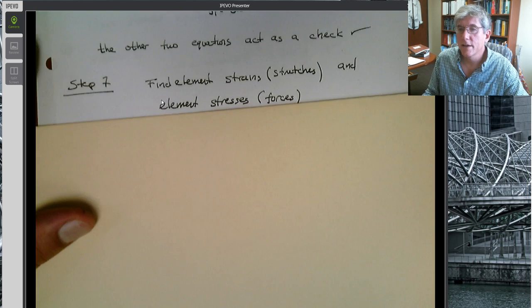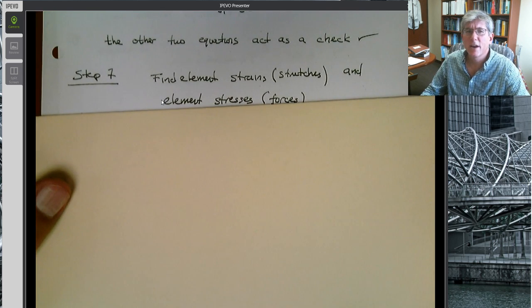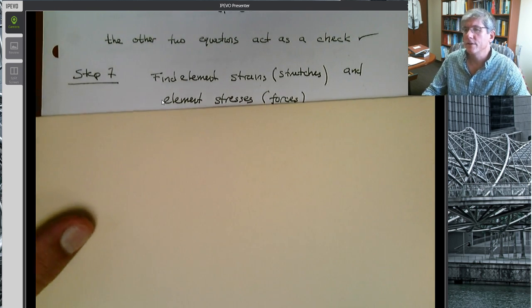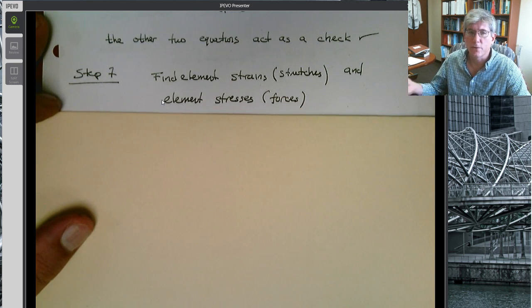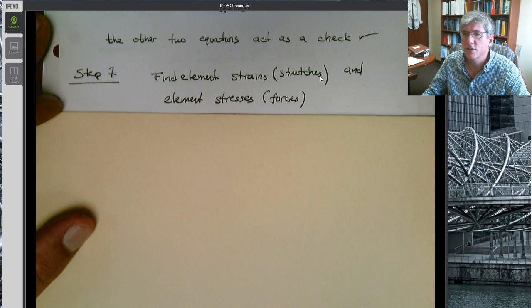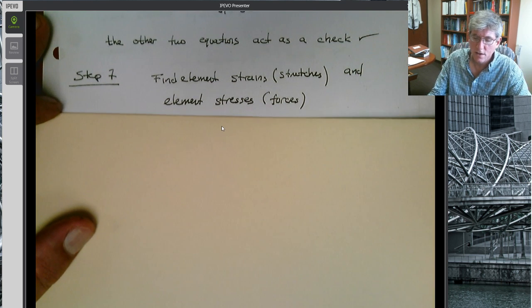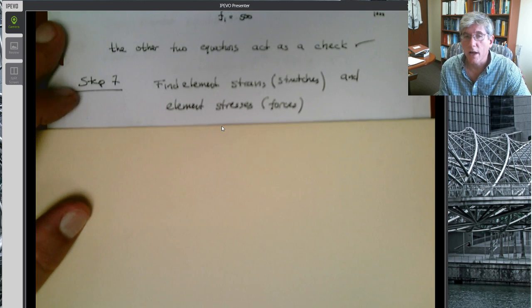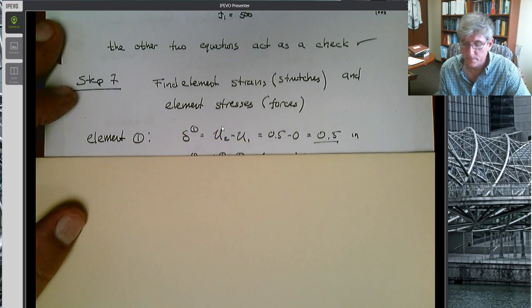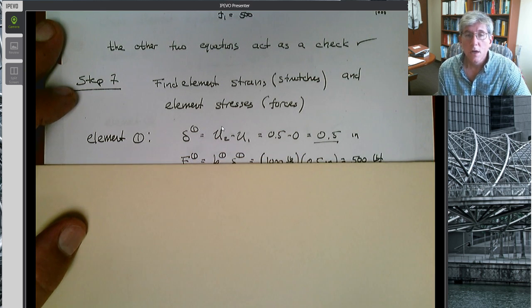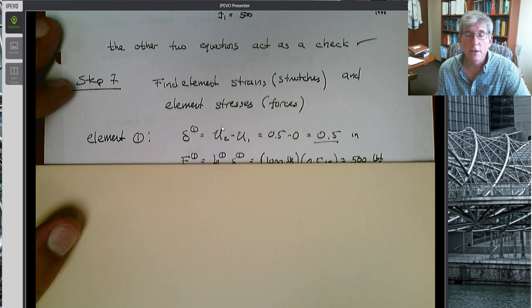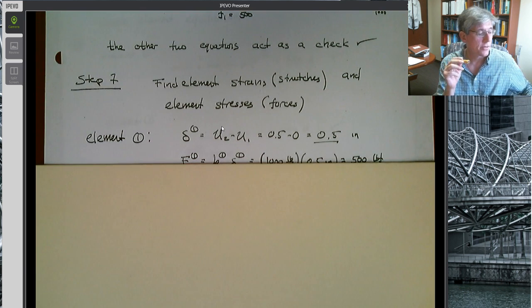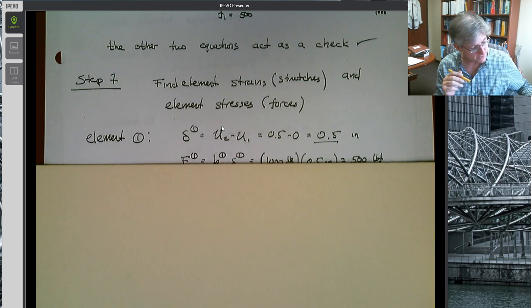Wow, we're almost there. Step 7 and 8 are pretty easy in this case: find the element strains and the element stresses. For a spring, as we mentioned before, this is going to be the stretches and the forces. Stretches are like strain, forces are like stress. The way we do that is we go back to the original element stiffness matrix, the original strain-displacement and stress-strain relationships from step 3. Let me make sure I get that right. Step 3, where was step 3?